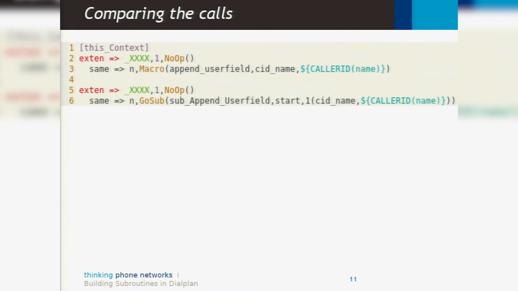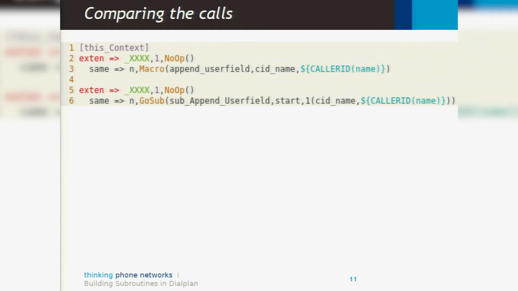The same thing with the subroutine. I have subappend user field, which I've called, which is just straight up the context name. Start, which is the extension, and 1 is the priority that we're entering into. So it's a little more verbose. Again, when I came back, the other example I had was just 2 brackets together with nothing in between. So now I filled that out, and I have arg1 and arg2 essentially, which again is CID name and caller ID name.